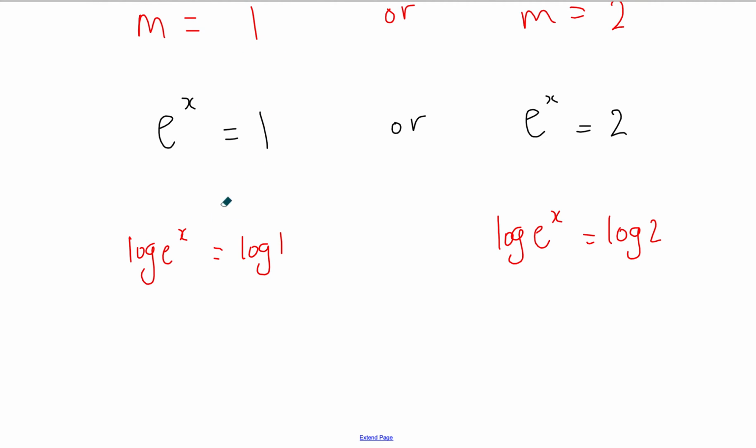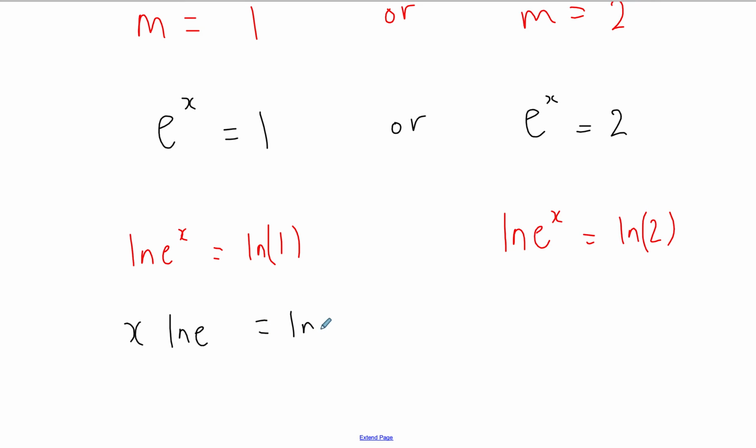Or let's not use log. As soon as you have an e, use a ln, or you can use a log with a base e, so it's the same thing. So I can bring the x as a coefficient, then I have ln of e, and then ln of 1, and then again x as a coefficient, ln of e, and then ln of 2.